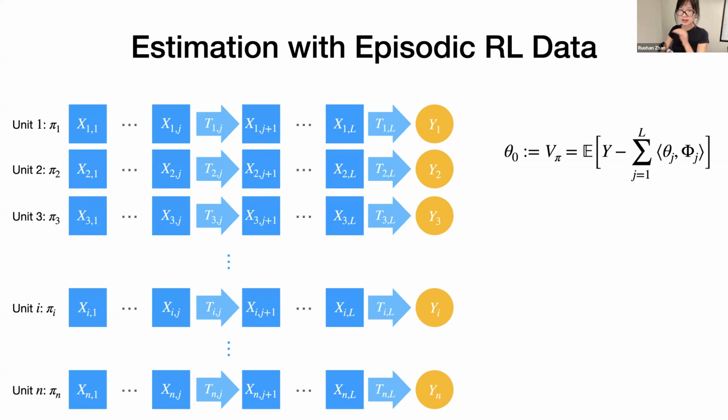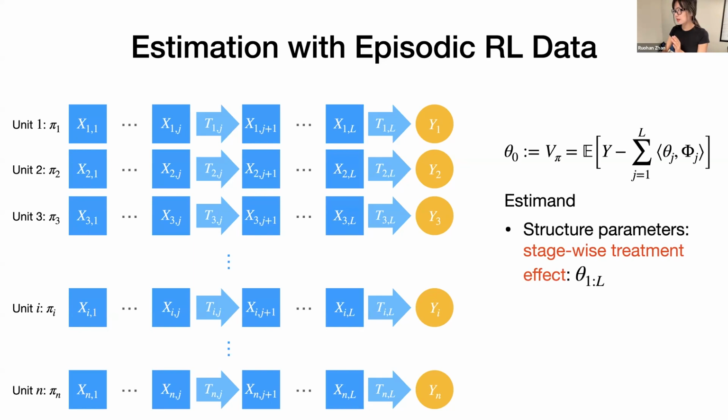Under our previous assumptions, we have this very nice and concise formulation. Firstly, the policy value, theta null here, which is the value of the target policy we want to evaluate, can be represented in this linear way. And theta j here is the stage-wise treatment effect, and phi j is some feature mapping that we assume we know beforehand.